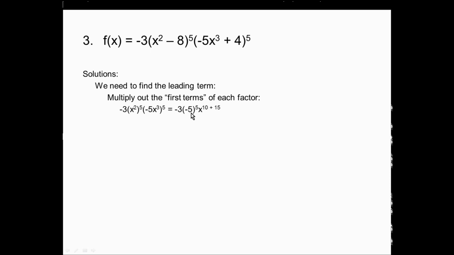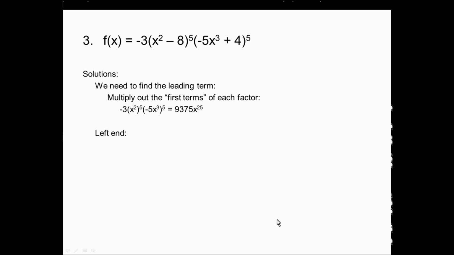So I have negative 3 times negative 5 to the fifth times x to the 10 plus 15, which gives you 9,375 times x to the 25th. Okay, again, I did negative 5 to the fifth times negative 3 to get 9,375. Okay, so that's the leading term. So if you were asked, what is the leading term of this polynomial? There it is.